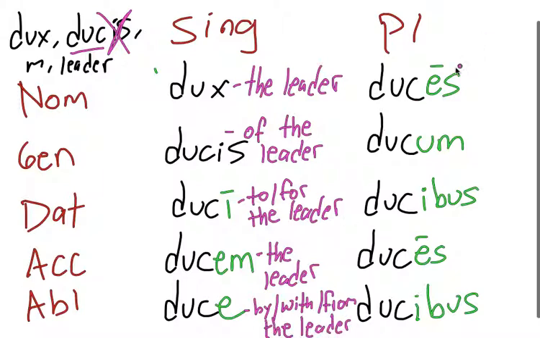And then of course the plurals mean the same thing, but just in the plural. So duces would be the leaders, and then all the way down. Ducum would be of the leaders, ducibus, to or for the leaders, duces, the leaders, and ducibus, by, with, or from the leaders. And that is essentially how we decline and translate in third declension, and that will conclude this lecture. And so thanks for tuning in, everybody, and see you guys next time.